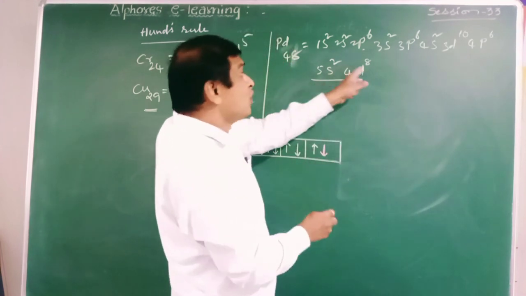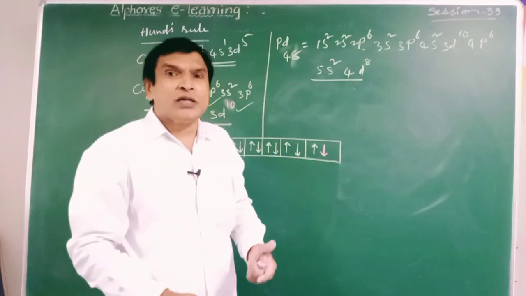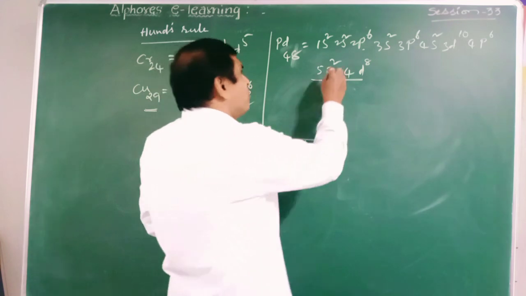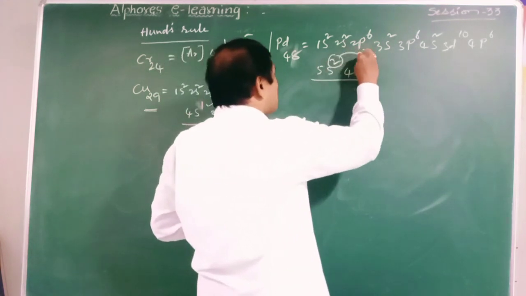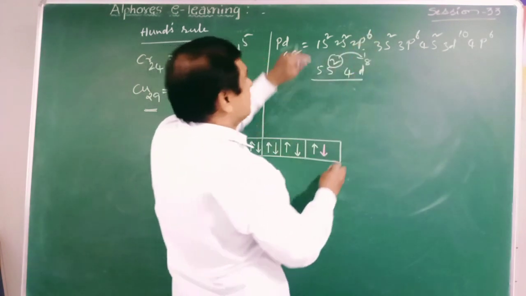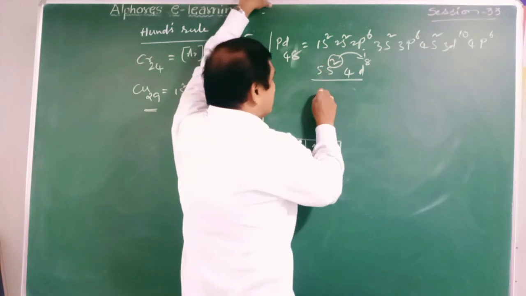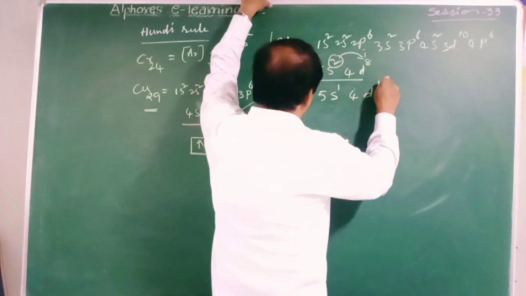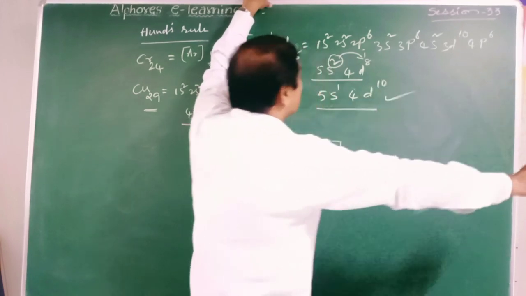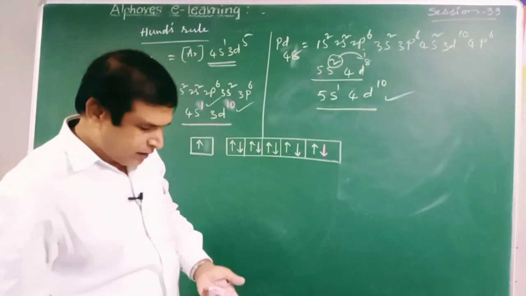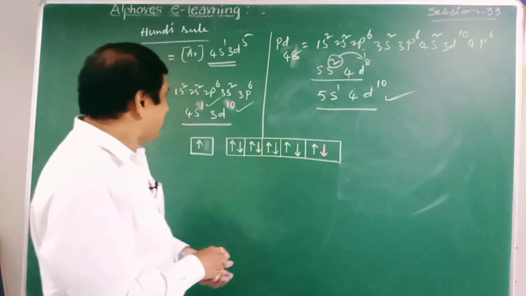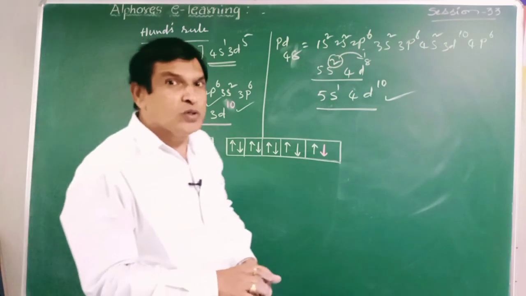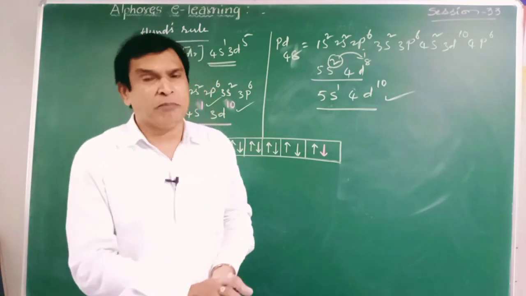So 5s2 4d8. Now, in order to acquire extra stability, the s electrons are transferred into the 4d orbital. Therefore the stable configuration becomes 5s0 and 4d10. That is the stable configuration for that element, the point we have to remember. So the significance of Hund's rule is now completed. Thank you.